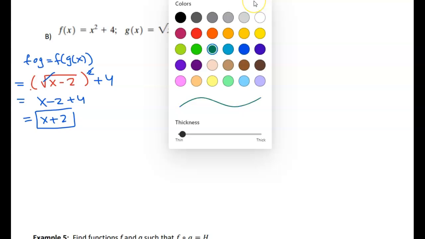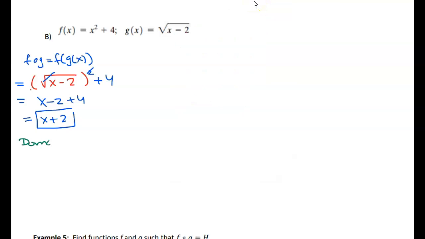Alright, domain. First, let's look at the inner function, which is g. Alright, the domain of this needs to be positive, so x has to be bigger than or equal to 2. The domain of the result is all real numbers, because it's a polynomial. So you can compare these, so you need the more restrictive one to make sure that they both work. So we need x to be bigger than or equal to 2.